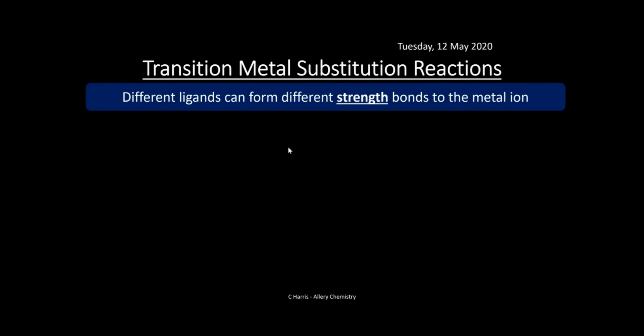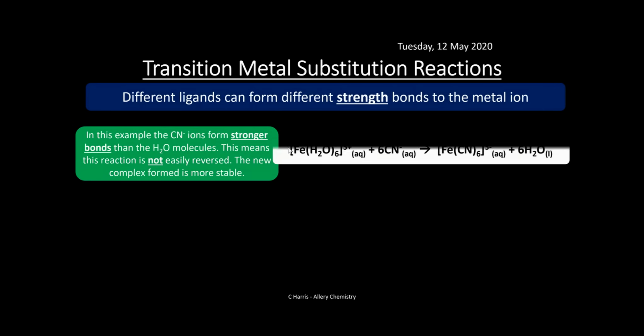Okay, so transition metal substitution reactions. These different ligands can form different strength bonds to the metal ion. So this is where, for example, we're going to use CN minus ions here. So cyanide ligands actually form stronger bonds than H2O molecules, and this means that this reaction is not easily reversed, and so the new complex formed is much more stable, and actually we can see it here. So [Fe(H2O)6] 3+ and [Fe(CN)6] 3- plus 6H2O.